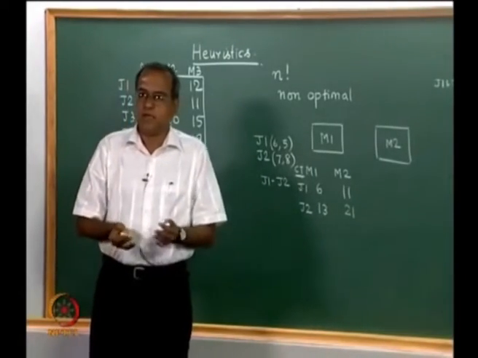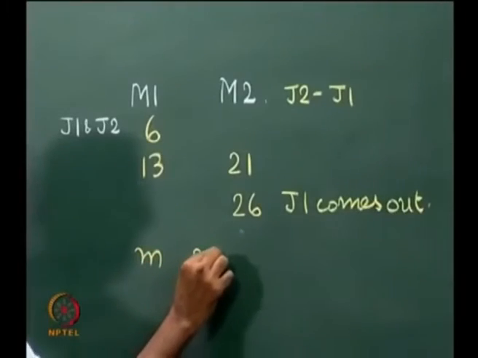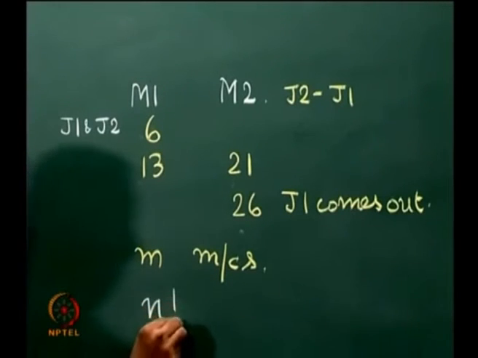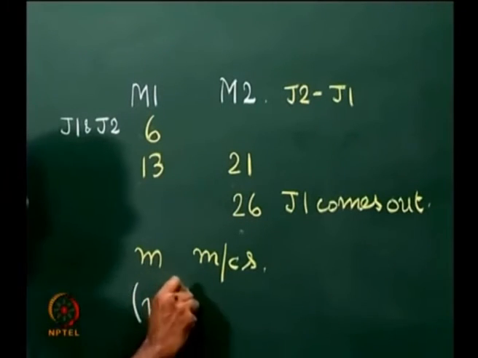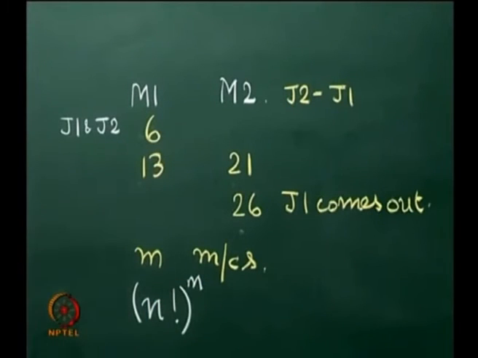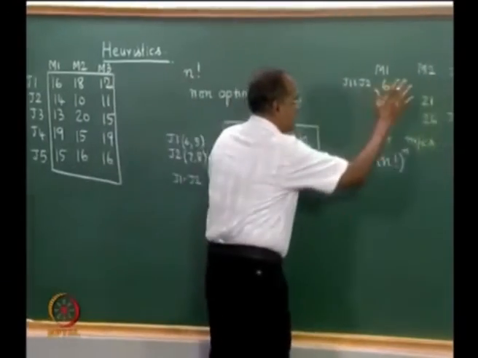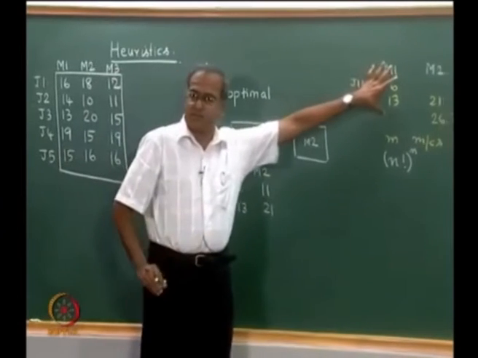In principle, if the flow shop has m machines, on each machine the n jobs can be sequenced in n factorial ways. So for each machine it can be done in n factorial ways, and since there are m machines, the total number of possible sequences is n factorial to the power m. But it is not common and customary to use this. It is fairly obvious, making a comparison between this and this.